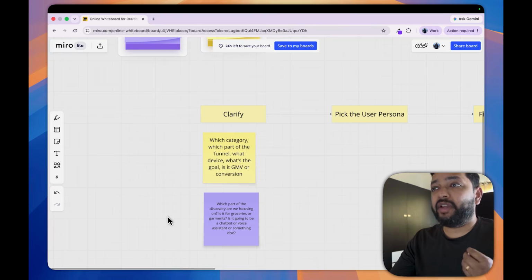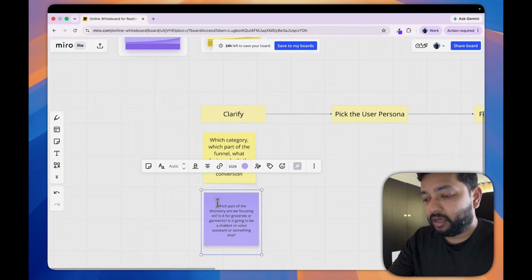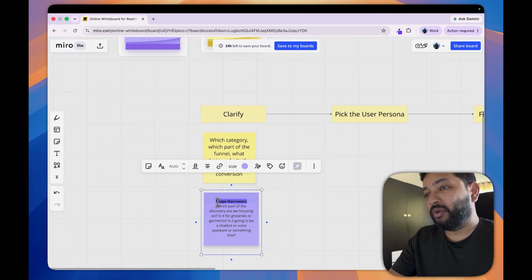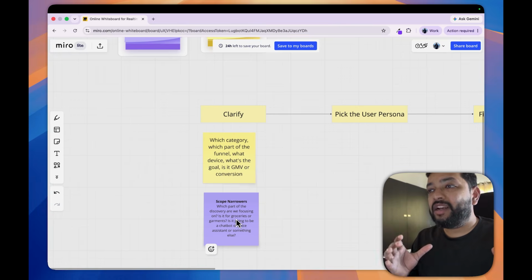So that's the first set of extra clarification questions that you have to ask when you're doing an AI product sense round. Let's call these questions scope narrowers. I know it's incorrect English, but just for you to understand. Now, what these kind of questions do is they reduce the scope of your AI implementation, right?